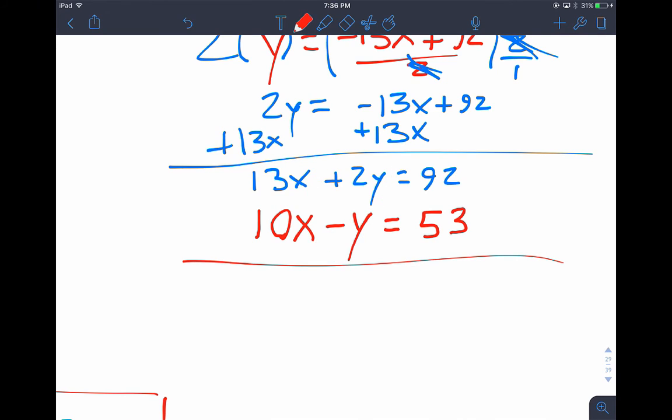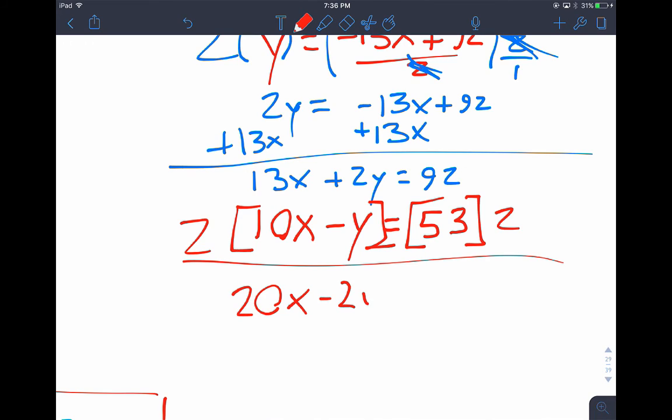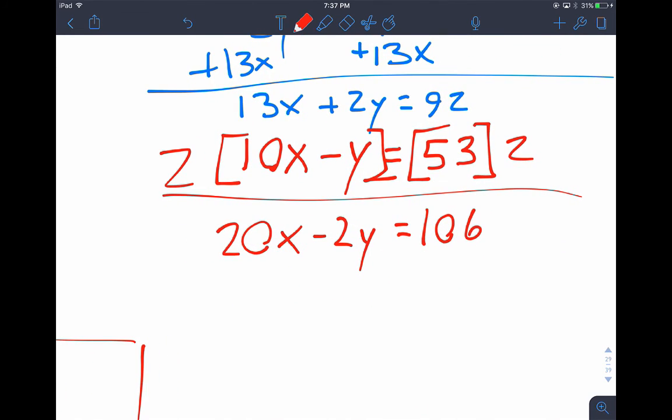Now the y's will almost cancel out. You have 2y and negative y, so you'll get 1y when you add them. So what I'm going to do here in this case is multiply everything here by 2. So I'll get 20x minus 2y, and then equals, I guess, 106. Okay, and then I'm going to rewrite this thing down here.